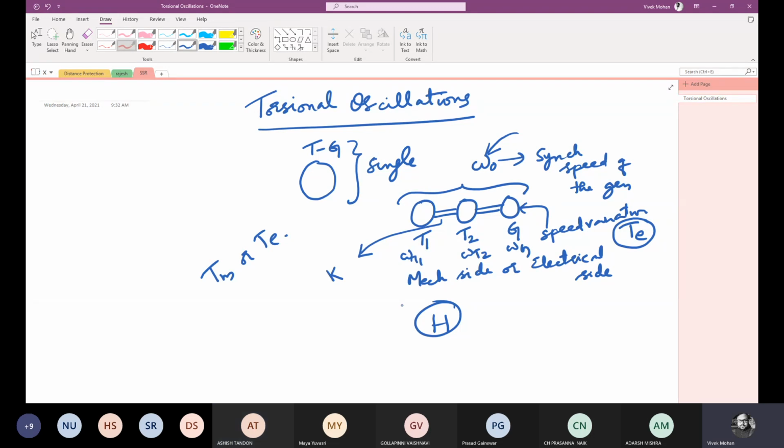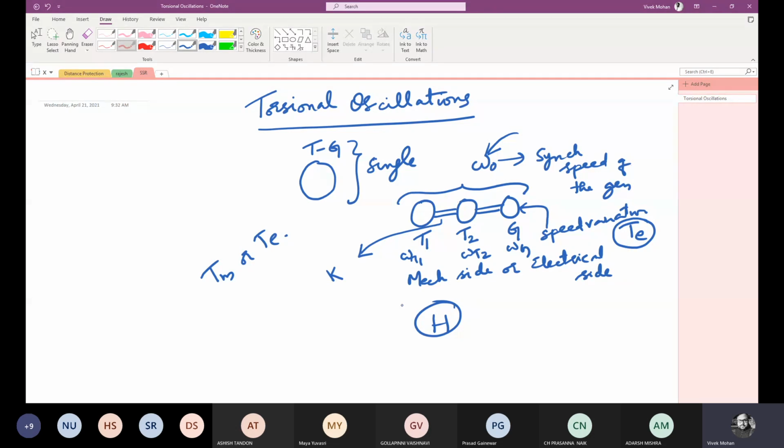Actually, if the shaft is ideally completely stiff, that means that any variation in speed for a particular mass will be directly transferred or translated to the other mass immediately without any delay.